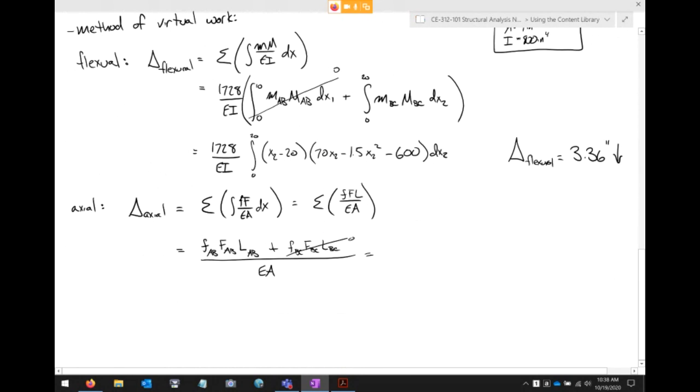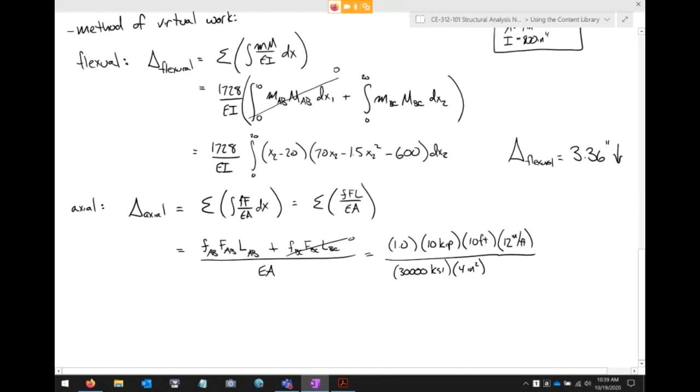And so all you do is you say, okay, little f was 1 for AB. Big F AB is 10, I think it was kip. Yeah, that's kips. And then E is 30,000 KSI. A is 4 square inches. And then the length of that member was 10 feet. And what you've got to do is take that member length and convert it to inches.